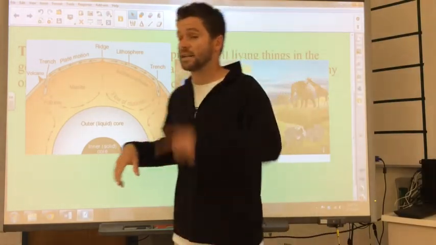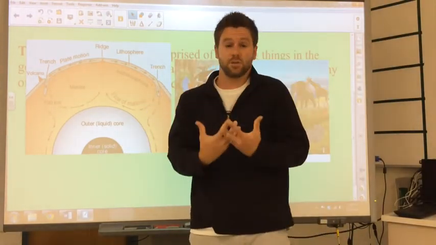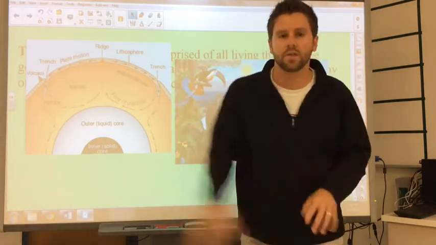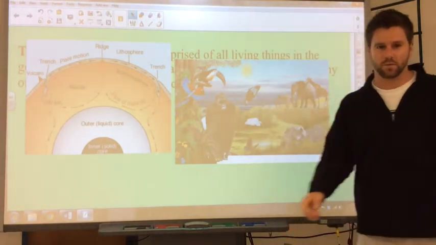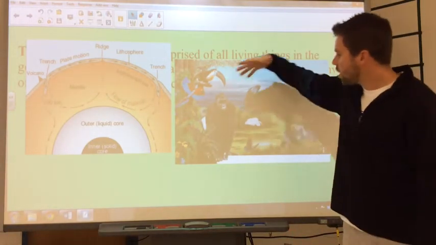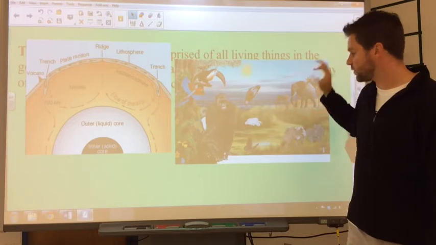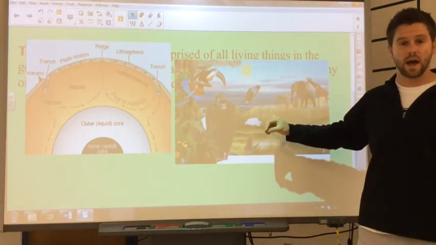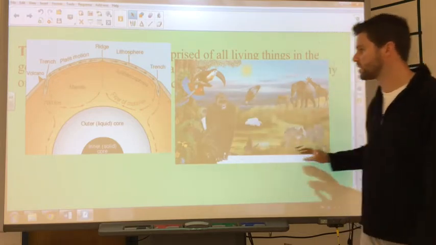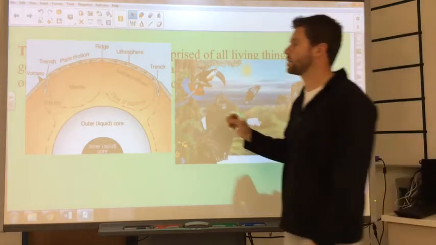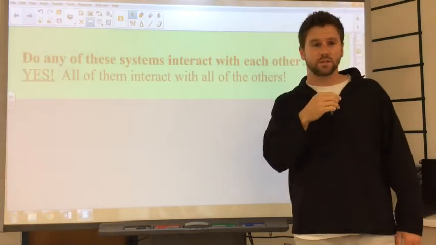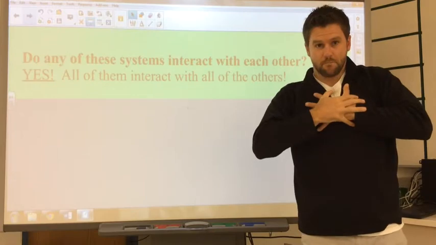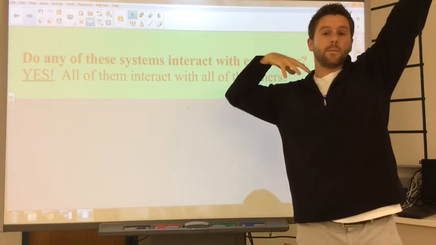All of these things interact, and that's where we're going next, the interaction between these four spheres. You cannot be in one and just talk about one without talking about the other three. Take this picture, for example, right? This picture has the hydrosphere, we've got the atmosphere, we've got the geosphere where the plant life is found, and we've got the biosphere, right? All of them interact, okay? You interact with these systems too, right? I take a deep breath. That's the biosphere interacting with the atmosphere.